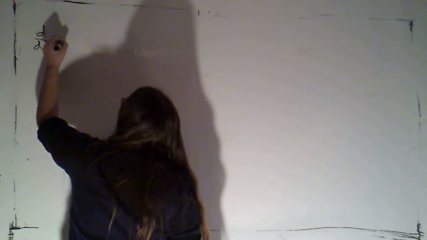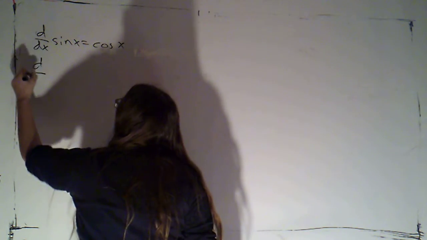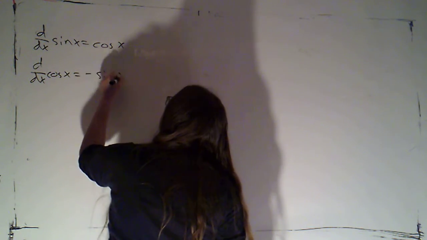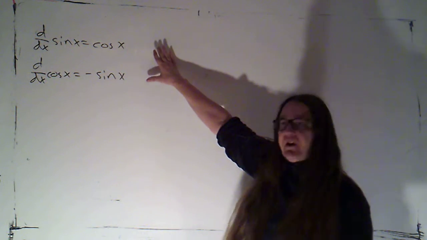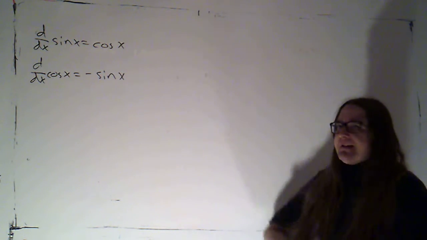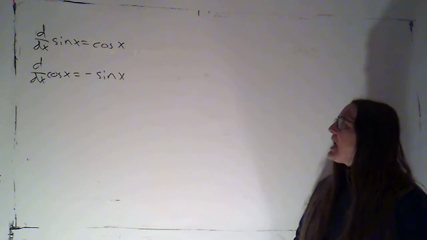There are 6 trig functions. At this point, we know the derivatives of 2 of them. We have shown that the derivative of sine x is cosine x, and we've shown that the derivative of cosine x is negative sine x. Now for these two, we pretty much had to use the limit definition of the derivative because we didn't have any other knowledge about derivatives of trig functions.